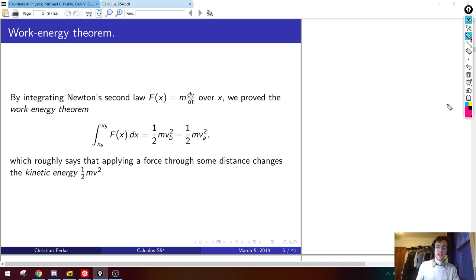So then we just attached some words to that calculation. We attached the word work to the left side, the integral of the force over a distance. And then we attach the words, change in kinetic energy, or delta KE, to the right side. So I think it's very important not to get too caught up in words and equations that are handed to you. You should know that they all come from somewhere. So that was last time.